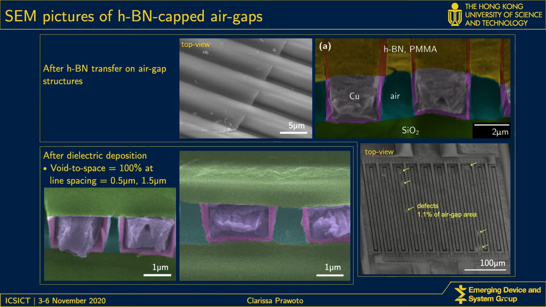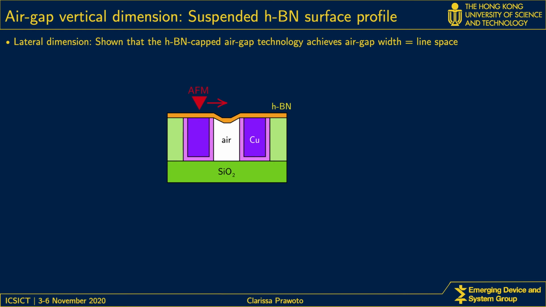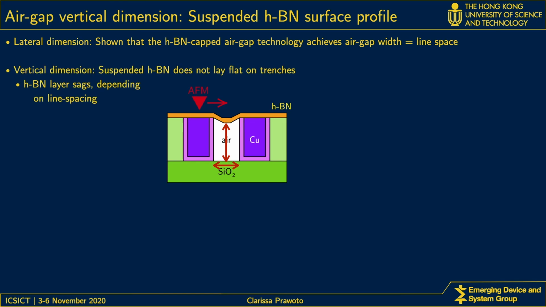Here are SEM cross-sections after the passivation by interlayer dielectric. We can see that the air gap void size is 100% at both smaller and larger spacing. While we have shown that laterally we have achieved an air gap width spanning the metal-to-metal spacing, in the vertical dimension the suspended HBN layer does not lay entirely flat on the interconnect trenches. Instead, there is some sagging.